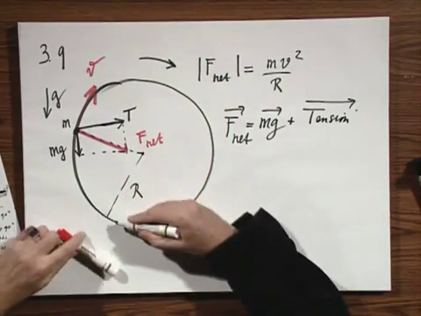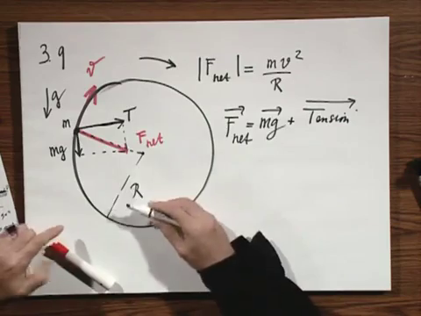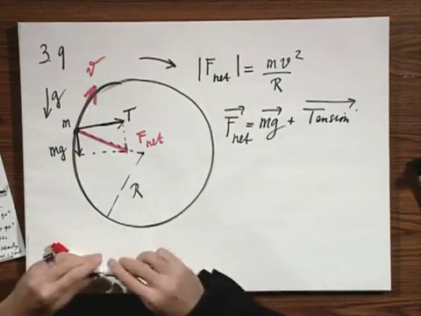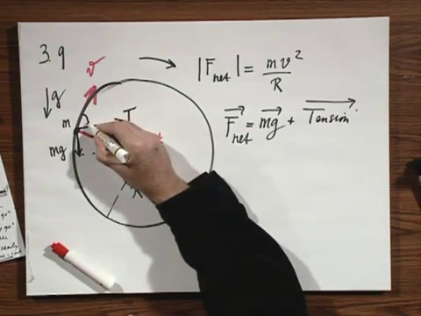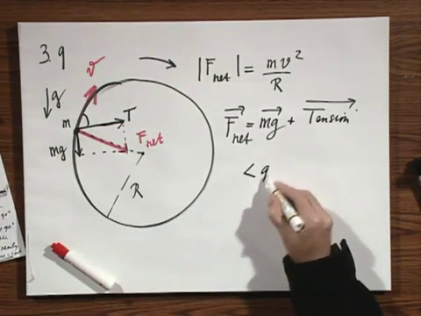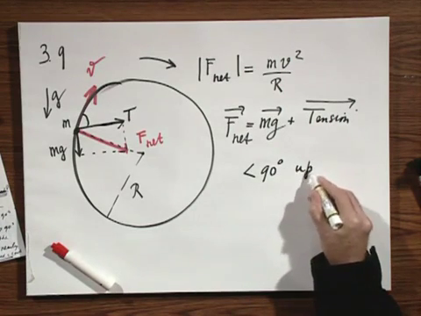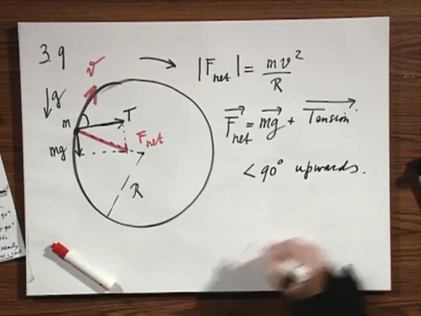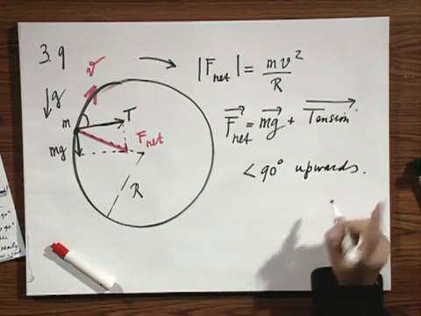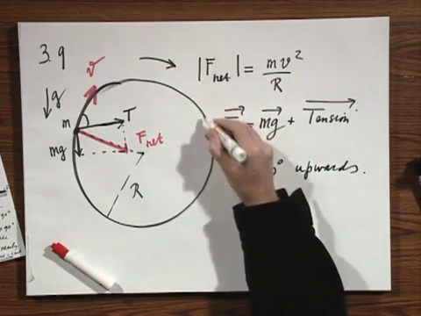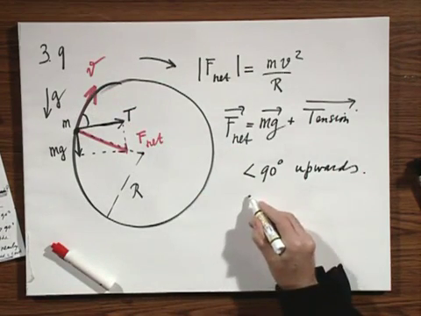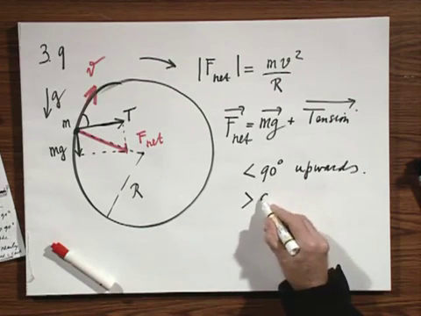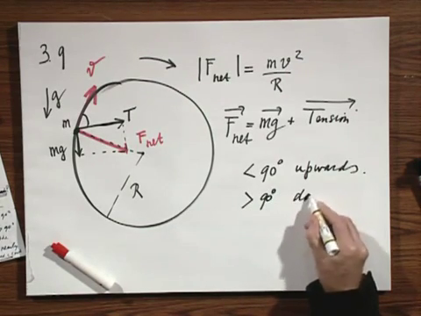So what is this telling you if this object goes around like this? When the object is going upwards, I call this upwards and I call this downwards, it must be clear that the angle between v and T must be less than 90 degrees if the object is going upwards. And you should be able to convince yourself that if the object is going downwards, the angle between the velocity v and T must be larger than 90 degrees.